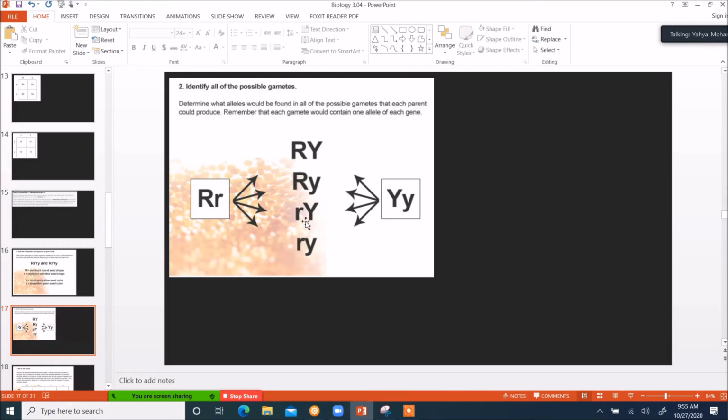So this column in the middle, these are the possible gametes from meiosis. You've got to remember meiosis. Hold on a second.